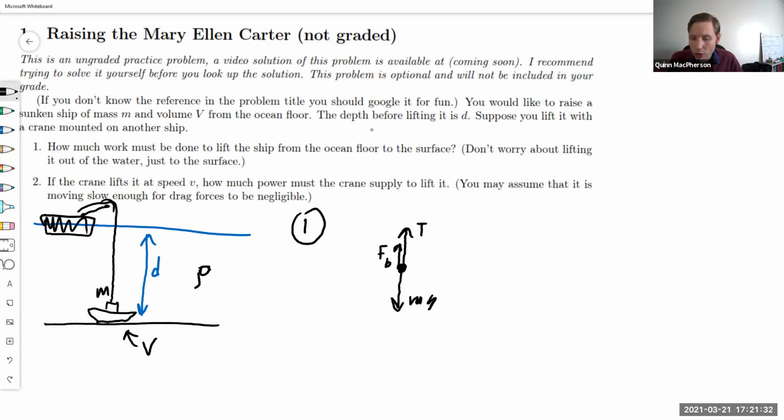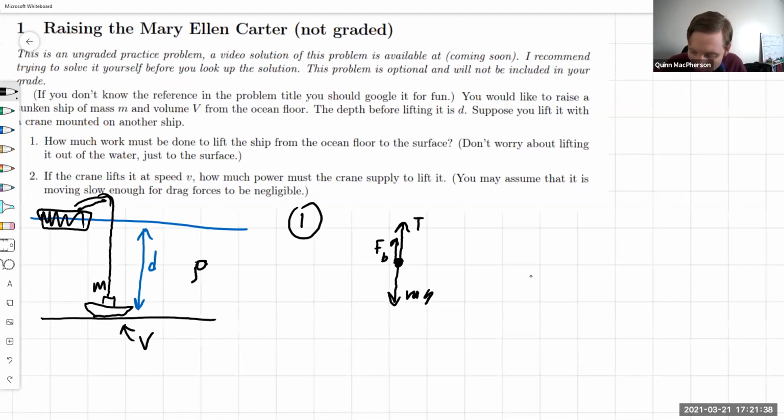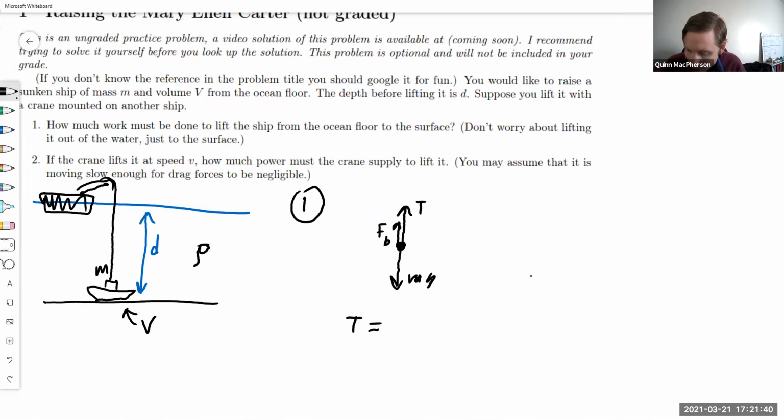We're looking for how much work, and the work is being done by the tension. So first I'm going to find the tension. Tension is going to equal mg minus the buoyancy force. This comes from the fact that if it's going up slowly, with acceleration of 0, then tension plus Fb minus mg equals 0, and I've solved for tension. So tension is the force of gravity minus the buoyancy force.